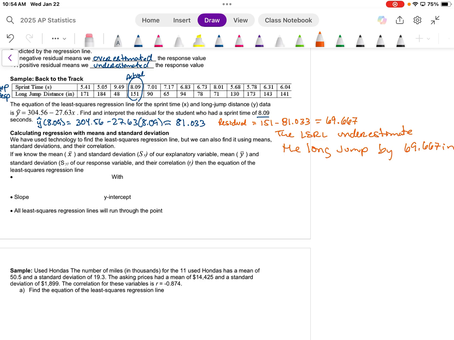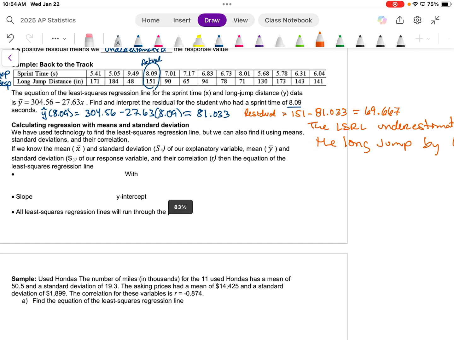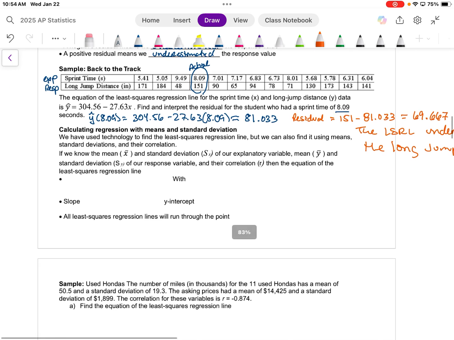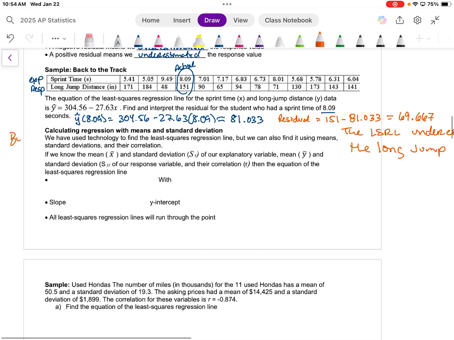When calculating the regression with means and standard deviations, we have used technology to find the least squares regression line, but we can also find it using means and standard deviations and their correlations. So that's the by-hand version that this is talking about.